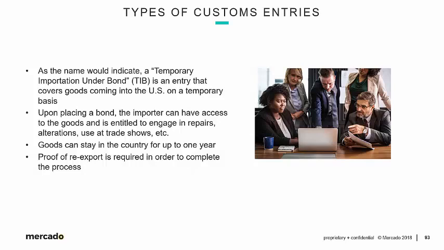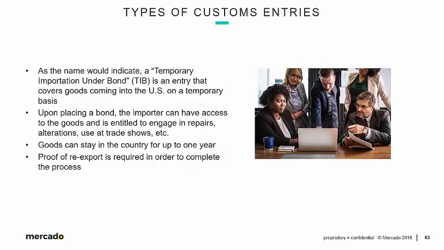Maybe a product is just coming in to be repaired and then shipped back out. Sometimes, but not always, goods will come in under a TIB to be used at a trade show and then shipped back out. Now, there's another mechanism through which goods can enter the country temporarily, especially for trade shows. It's called a carnet. That's a separate subject. We won't get into that right here. We're talking about temporary import bonds.